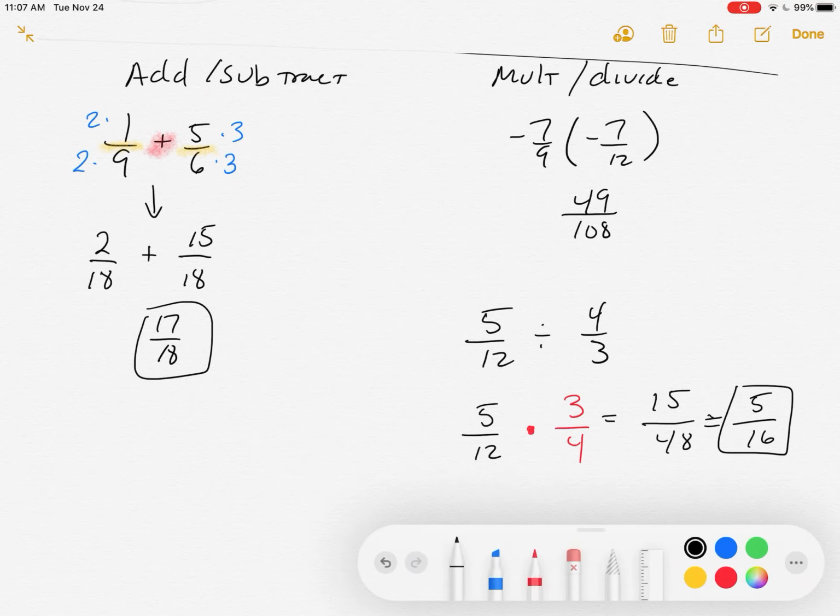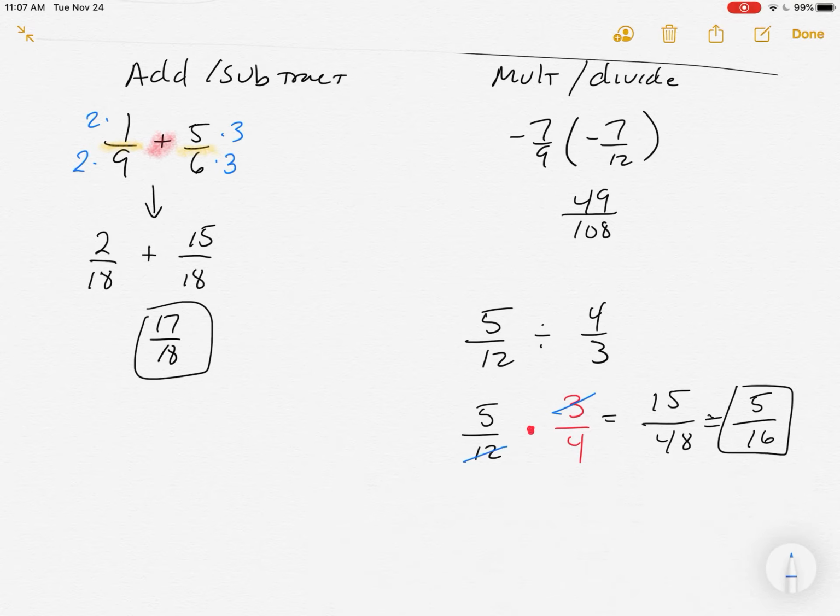How can we have seen that a little bit better back here? We could have looked for commonalities. So for example, is there anything that 5 will go into that 12 will? No. 5 will go into that 4 will? No. 3 will go into that 12 will? Yes. 3 divided by 3 is 1. 12 divided by 3 is 4. So you can pull that 3 out if you remember that from your arithmetic days. 5 times 1 is 5. 4 times 4 is 16. So this should go pretty quickly. And so we would get right to this answer right there.